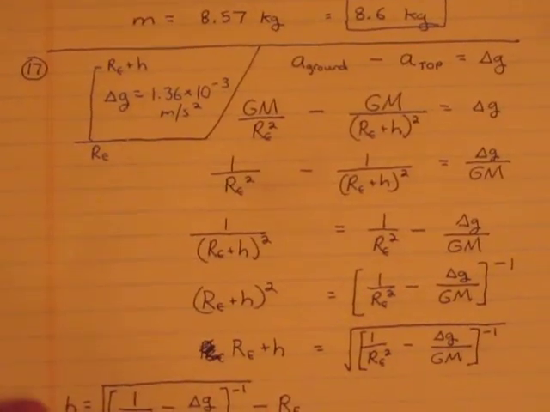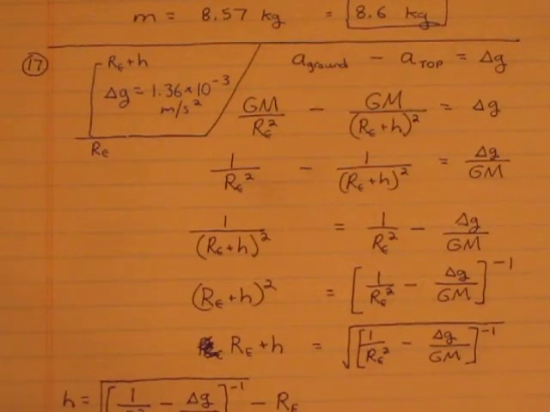Number 17. Okay, the top of the Sears Tower, where it's reading, is 1.36 millimeters per second squared lower than at street level. Find the building's height. Here's my diagram of the tower. At the bottom of the tower, it's at the radius of the Earth. The top of the tower is radius of Earth plus height, and it's that height we're going to solve for.